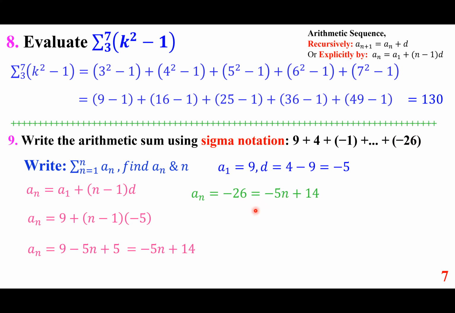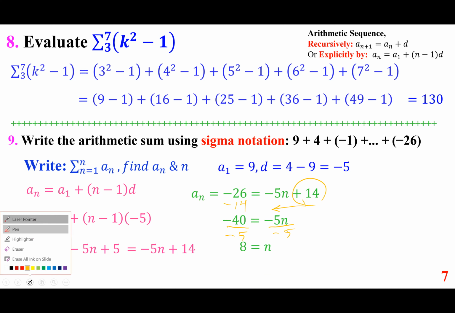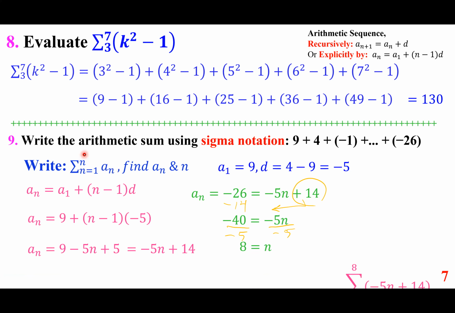You move the 14, so you're going to subtract 14 and you get -40. You are going to divide both sides by -5. N becomes 8. And now over here, we got A sub n, and we have the n equals 8. We're going to replace it, and that's the final answer. So this is how you write the arithmetic sum using sigma notation.